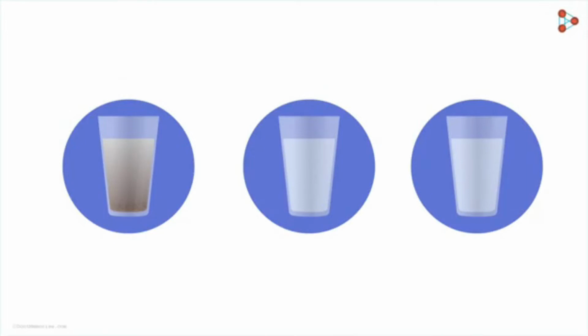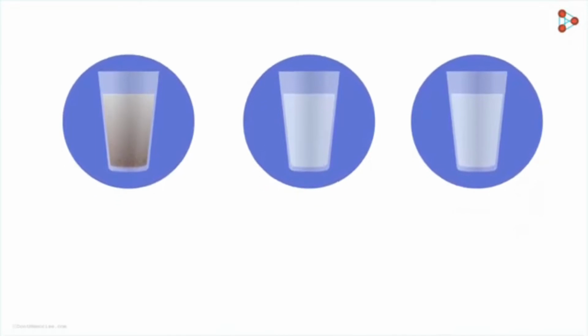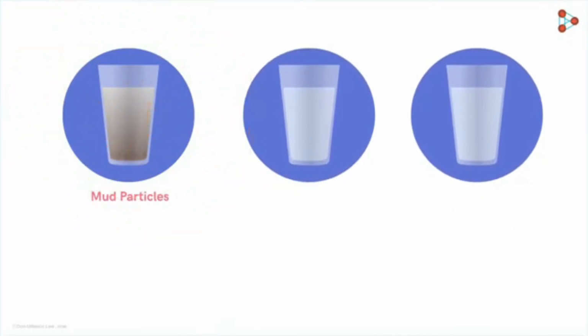In one, we have added mud. In the second, we have added salt. In the third, we have added sugar. Can you identify which among these are which mixtures by merely looking at them? In the first one, yes, you can identify the muddy water. But what about the other 2? You cannot identify them because the mixtures look like just water.